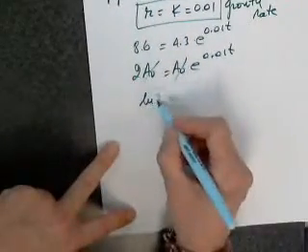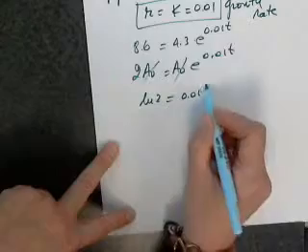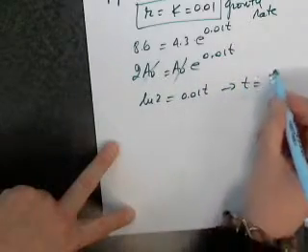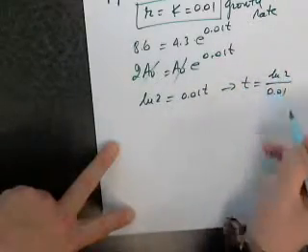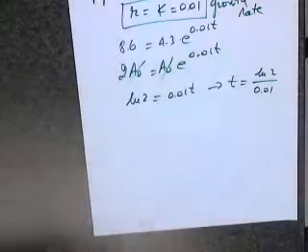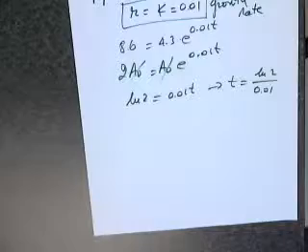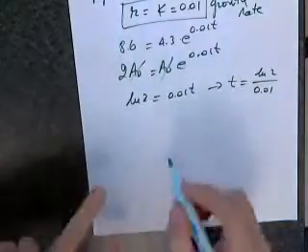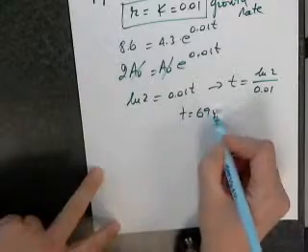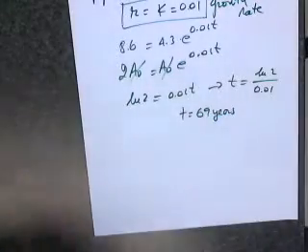So then I have natural log 2 equals 0.01 t. From here, t equals natural log 2 over 0.01. So that amount didn't even mean anything. So natural log 2 divided by 0.01. And it turns out that it needs roughly 69 years for the population to double.